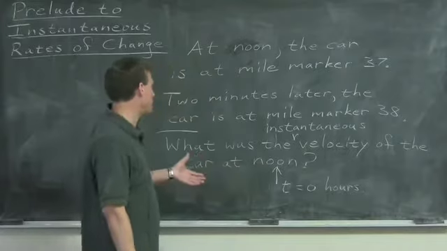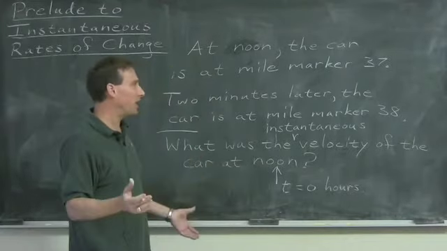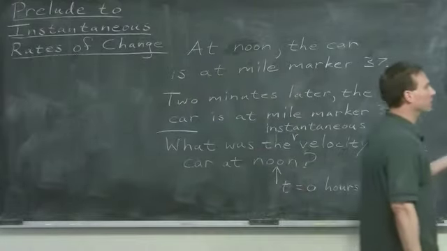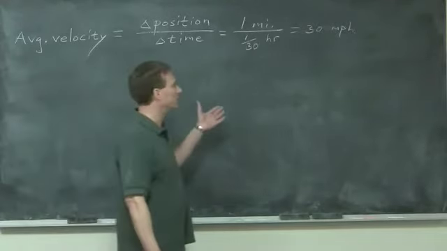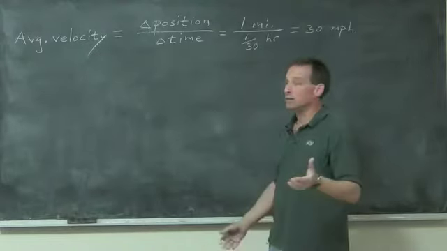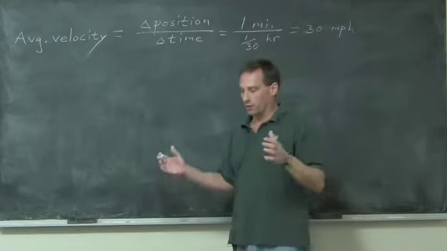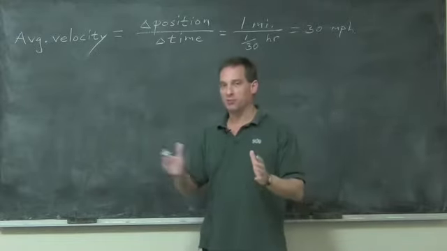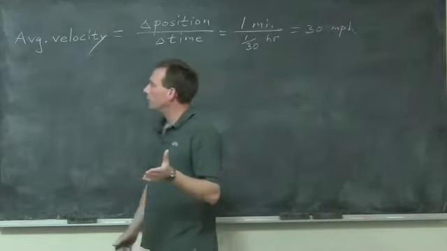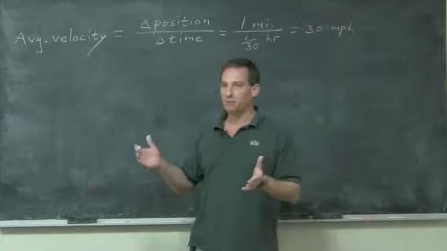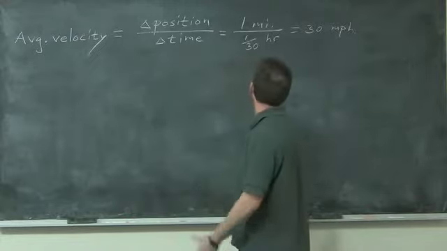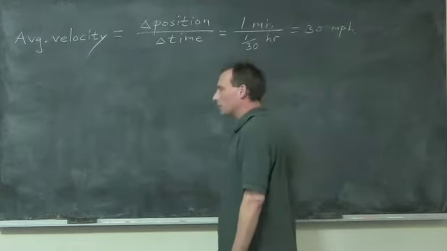No. Can we approximate it well? Probably not. I mean, the car averaged 30 miles an hour over those 2 minutes. Does that tell you in any way, shape, or form what the velocity was at noon? No. The car could have been going very slowly at noon and sped up to average this. So the car could have been going 10 miles an hour at noon and then sped up to average 30 miles per hour. The car could have been going much faster and braked hard to average 30 miles per hour.